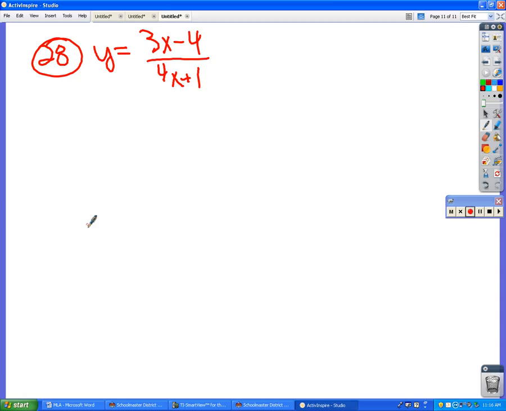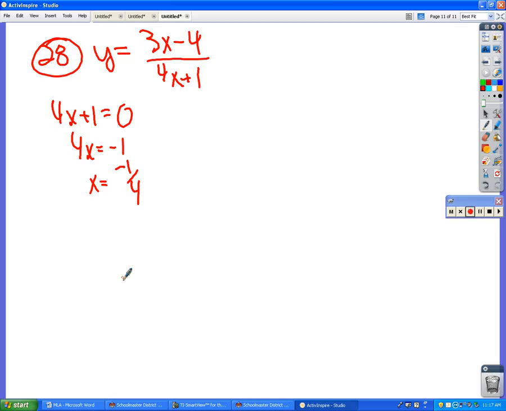All right, last one. What value of x makes the bottom equal to 0? Negative 1/4, right? Because you have to take 4x plus 1, set it equal to 0, subtract 1, divide by 4, so I have a discontinuity at negative 1/4. Can I factor the top though? No. So non-removable.